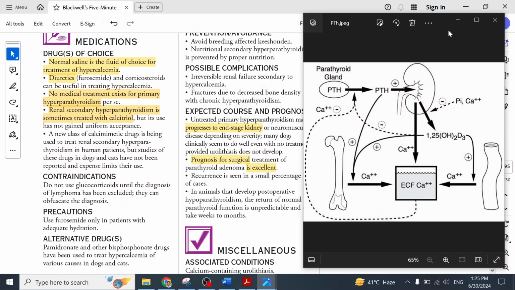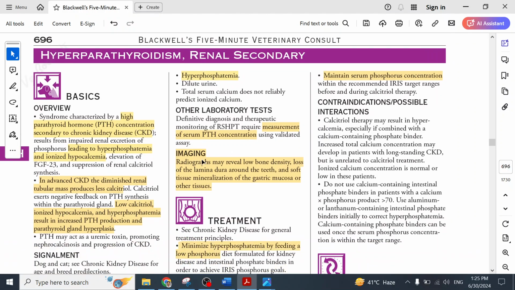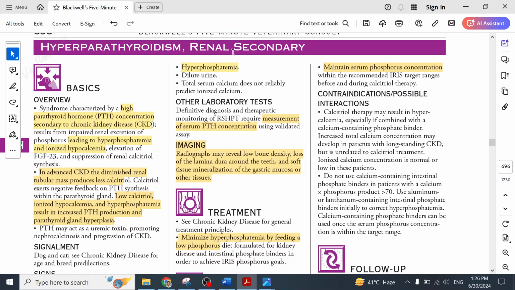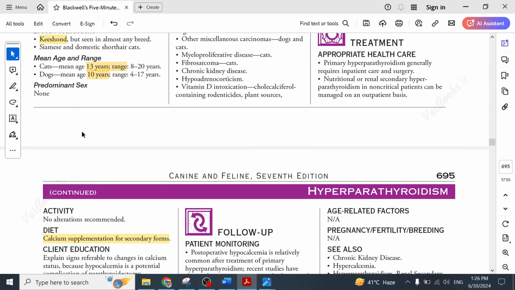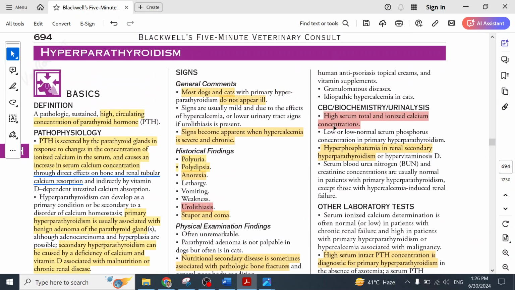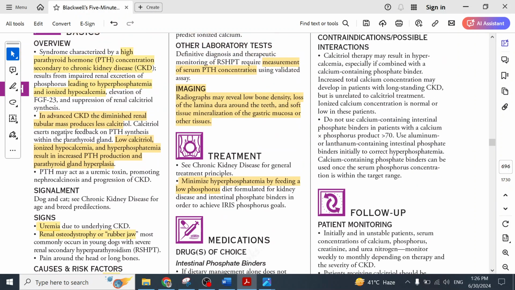Next we come to secondary hyperparathyroidism. This is a high level of parathyroid hormone secondary to chronic kidney disease, CKD, which is the most common cause, leading to hyperphosphatemia and ionized hypocalcemia. Here we find hypocalcemia, but in the primary one you see a high level of ionized calcium, hypercalcemia. In this one you find hypocalcemia.